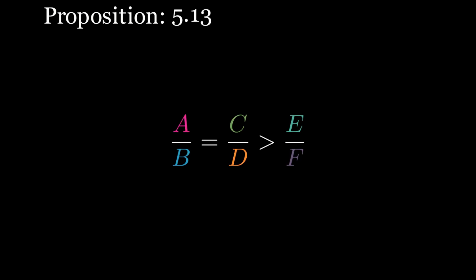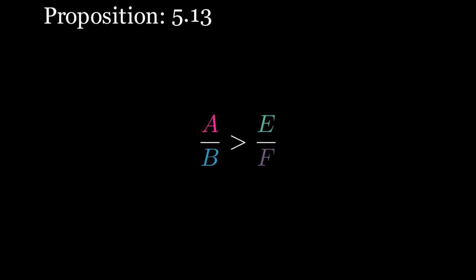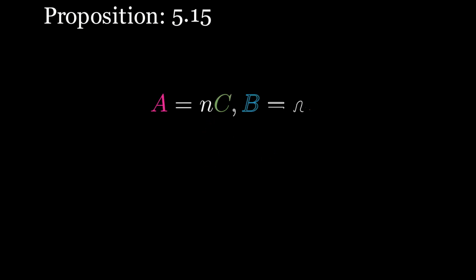5.13 says that if A over B is equal to C over D, which is greater than E over F, then A over B is greater than E over F, which is self-evident. In 5.15, we take equal multiples A and B of C and D respectively. A over B is equal to NC over ND, where the n's cancel, so A over B is equal to C over D.